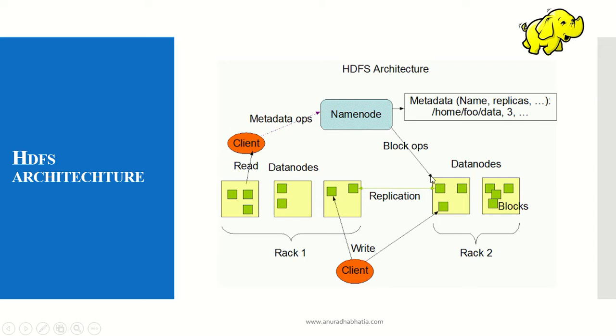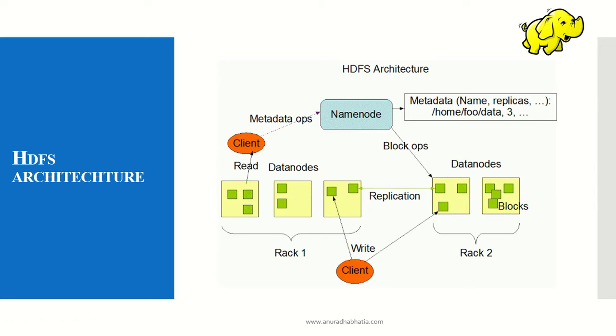Now the namespace and the blocks are stored in the data node, and mapping of blocks is also done on the data nodes. So what you can see over here is the block operation which is happening on the data node, and you can see these blocks in the data node.